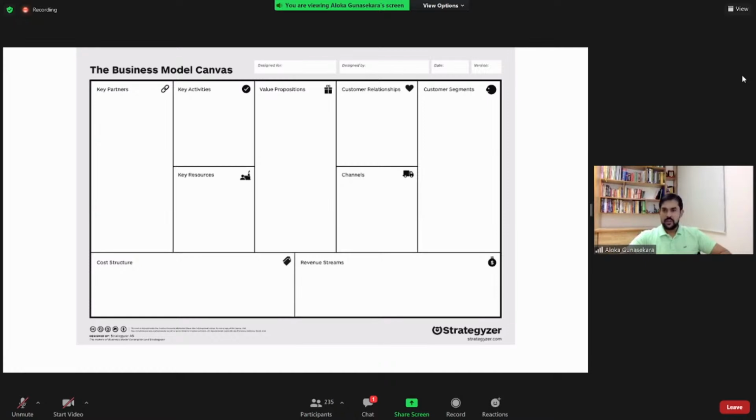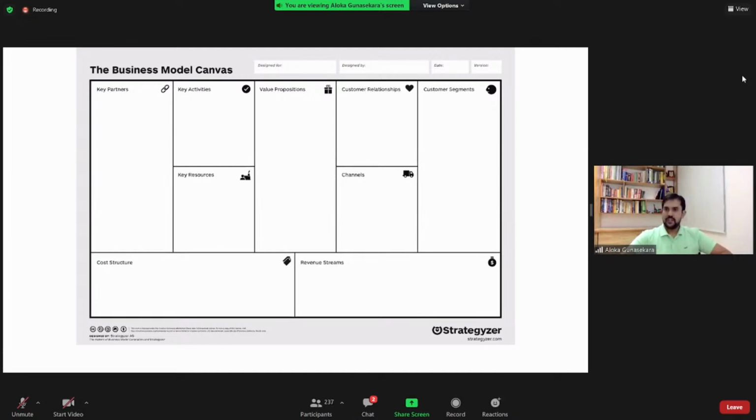There are a few things about it. Now, let me take you through the 9 areas first. I'm going to take you through the 9 areas in the order that I usually do it. What I usually do is I look at the customer segments first. So imagine that I am doing, let's say, the bus ticket booking service that I talked about. If that's the case, who are my customers?